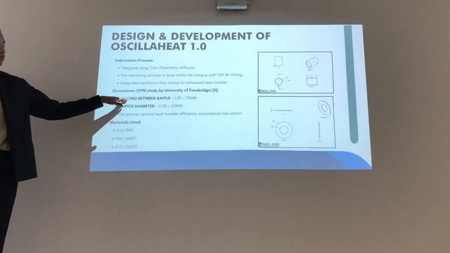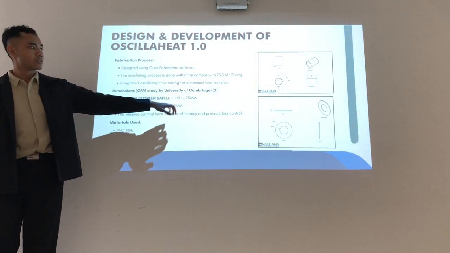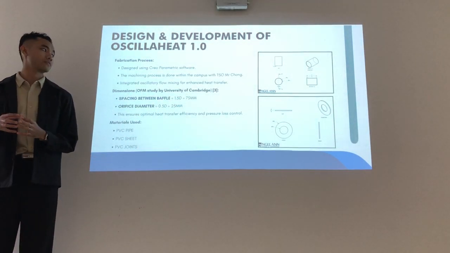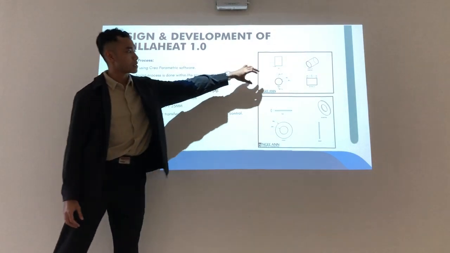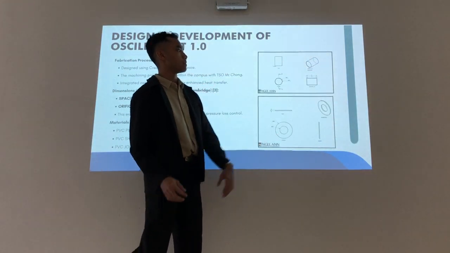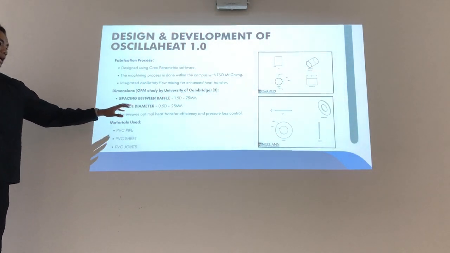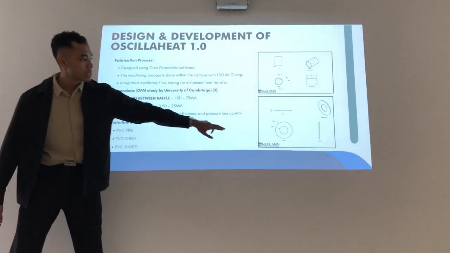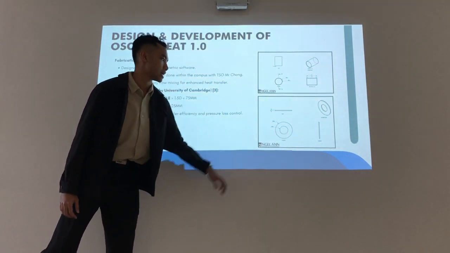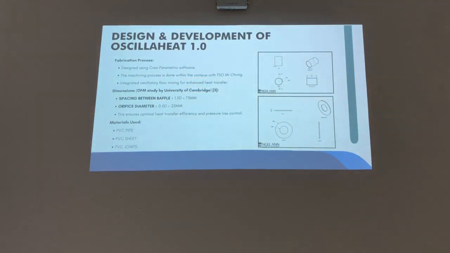So the spacing between the baffles will be 75 mm, as I'm using a 50 mm pipe. So this is, for example, the 75 mm. And then the orifice diameter will be 25 mm. So in this case, this is the sizing. The materials that I use are PVC pipe, PVC sheet, and PVC joints, as they are the most accessible materials that we have on campus and also easily available outside as well.